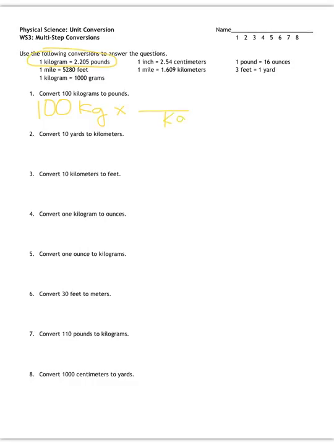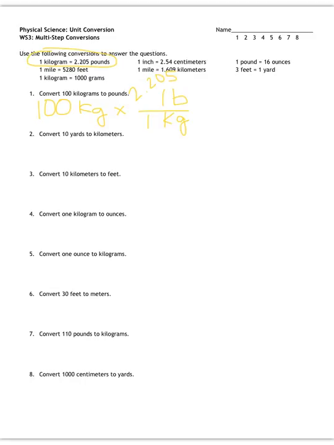So kilograms go on the bottom to cancel, and pounds on the top. 1 kilogram, 2.205 pounds. All right, so we can multiply by the top number and divide by the bottom.